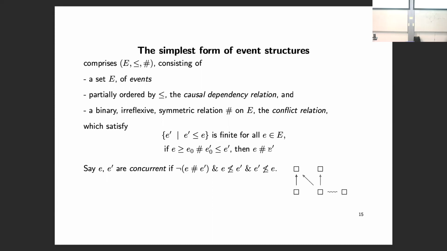And if you see the conflict relation, the causal dependency is a partial order, and the conflict relation is going to be a binary irreflexive symmetric relation on events, which is saying, if you see something like this, that one event excludes the occurrence of the other. And then there are a couple of simple axioms. One is that you look at the events on which a particular event causally depends, consider that as a set, we say that that's going to be a finite set by fiat. And we also say the conflict is propagated upwards. You've got two events on which two other events causally depend. If those two original events were in conflict, then the events which depend on them are in conflict too.